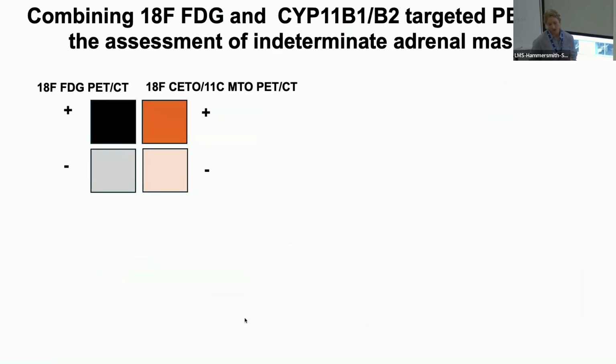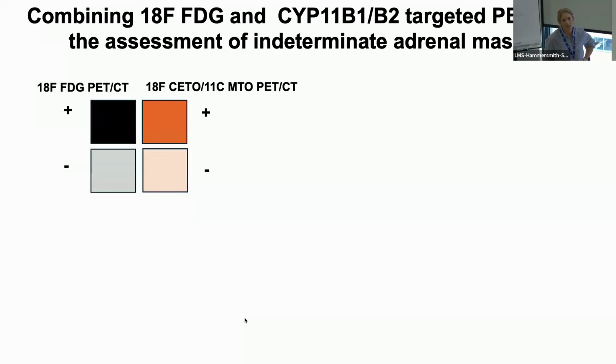And one of the first hypotheses that we had was whether we might be able to combine 18-FTG PET-CT and these adrenocortical specific tracers, so 18F-CETO and 11-C-metomidate, to better characterize an indeterminate adrenal mass. Well, what do I mean by an indeterminate adrenal mass? These are adrenal masses that cannot be radiologically characterized as benign lipid-rich adenomas, as we've just heard. So these would be adrenal masses that are either large, greater than 4 centimeters, and heterogeneous, or have an unenhanced density of greater than 20 Hounsfield units.